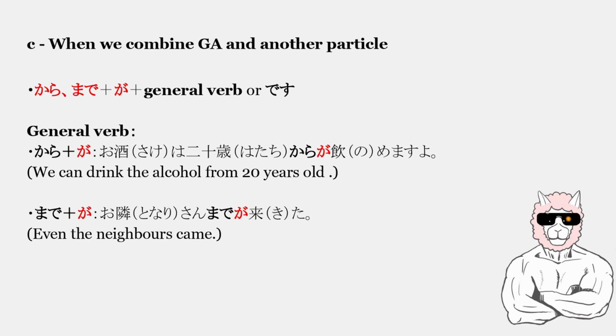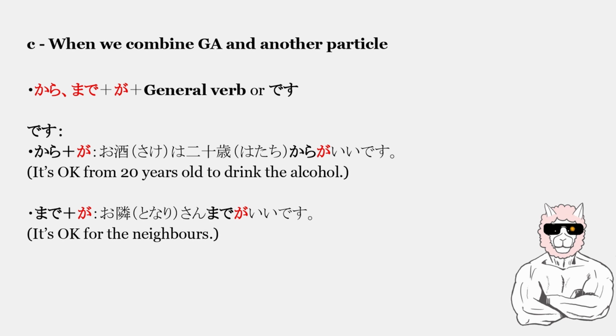As we know, when we combine から or まで with が, we can use both general verbs and the verb です. So, for example, with general verbs, we can make phrases like お酒は20歳からが飲めますよ。お隣さんまでが来た。And with the verb です, we can make phrases like お酒は20歳からがいいです。お隣さんまでがいいです。It's not important if we don't understand these Japanese phrases.